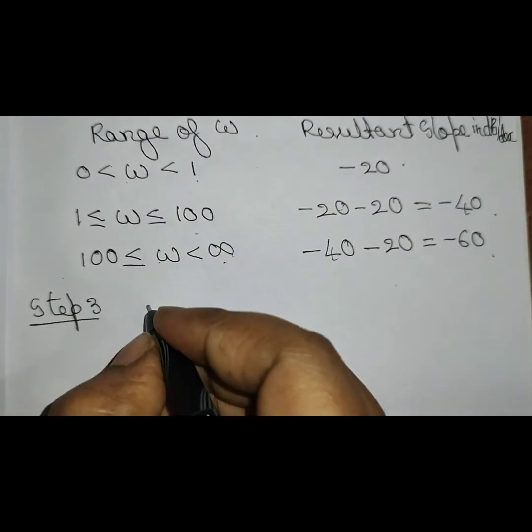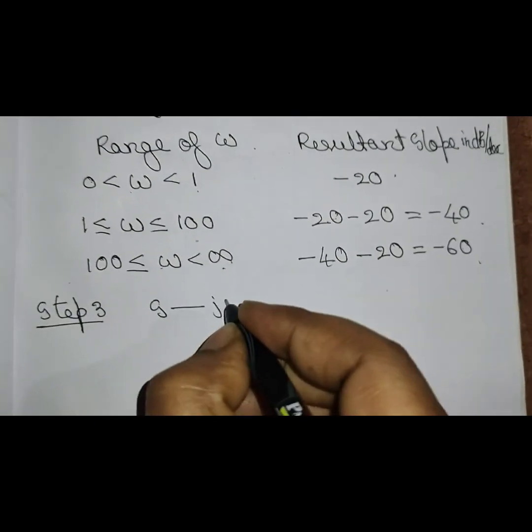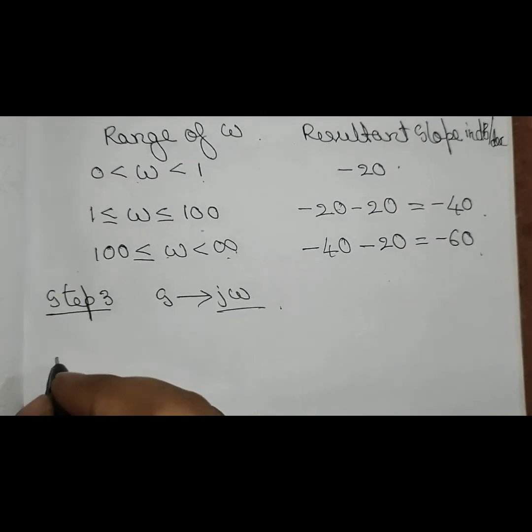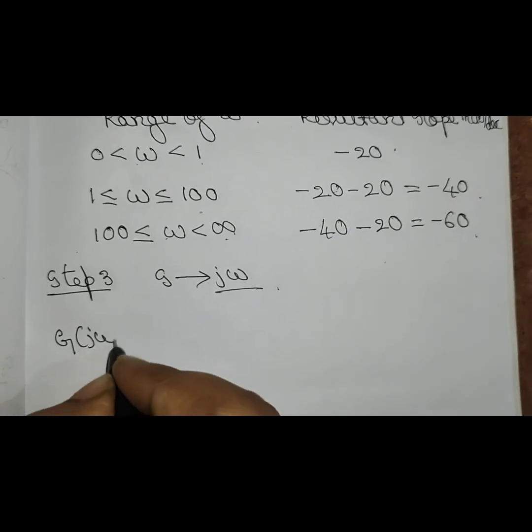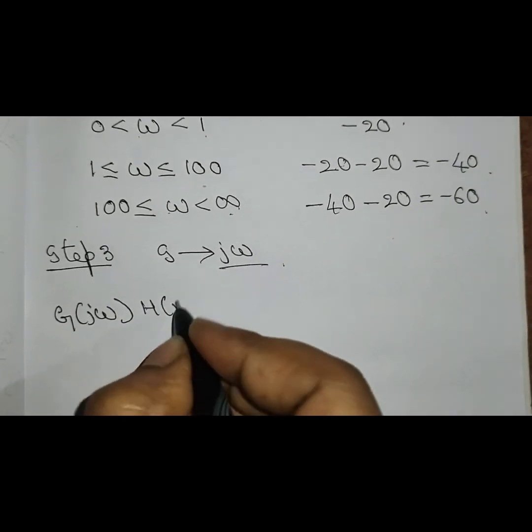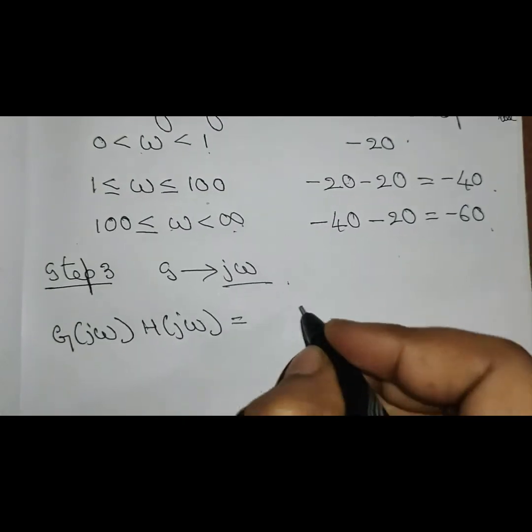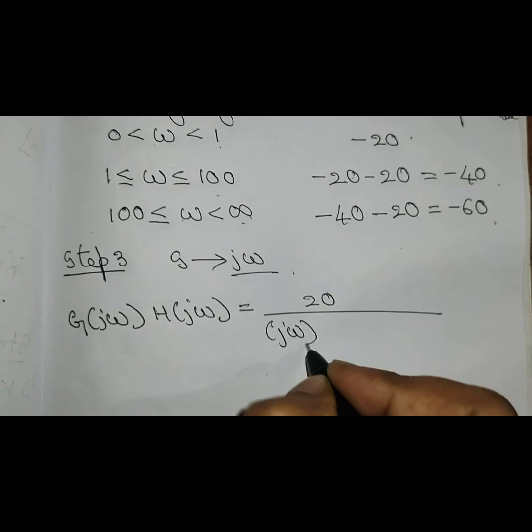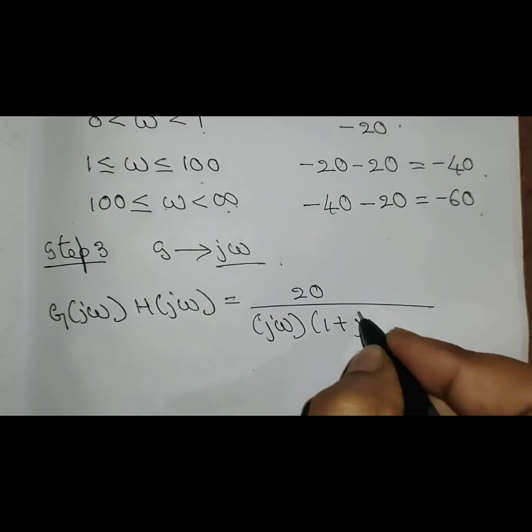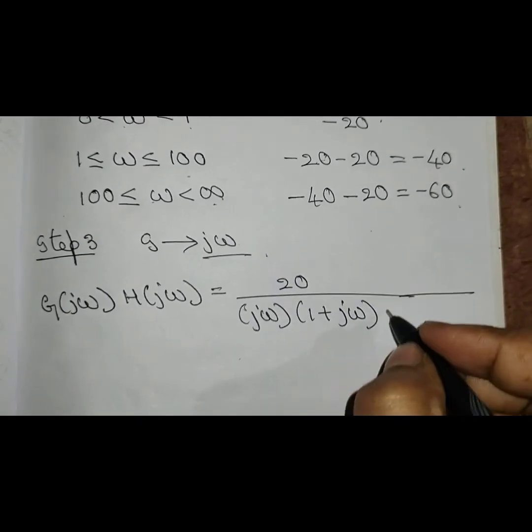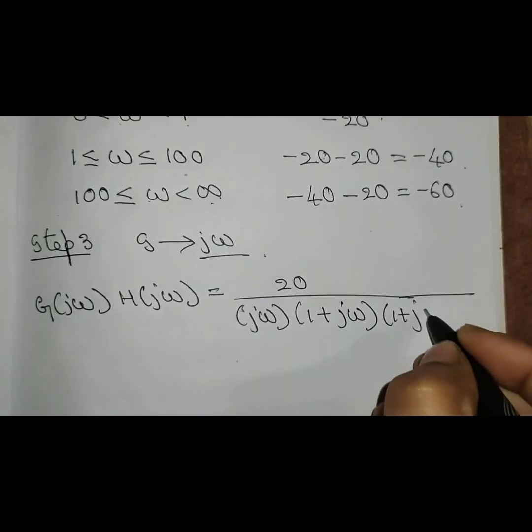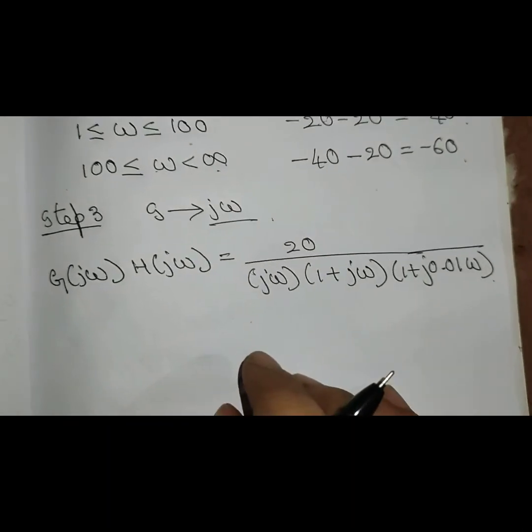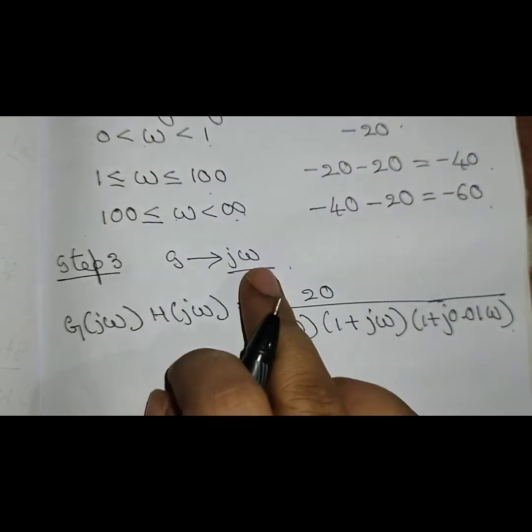So in step 3, S is replaced by j omega. So S is replaced by what? J omega. So G of j omega, H of j omega equals 20 divided by j omega, 1 plus j omega, 1 plus j 0.01 omega. So we have replaced S with j omega.